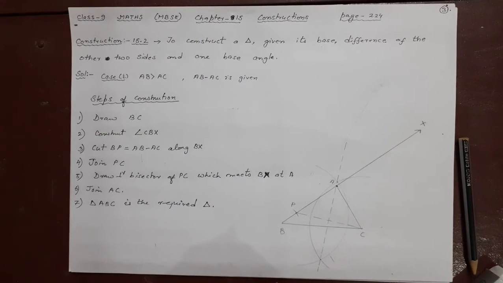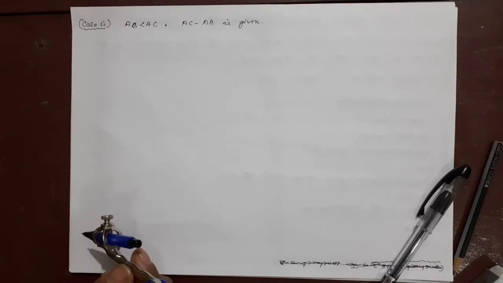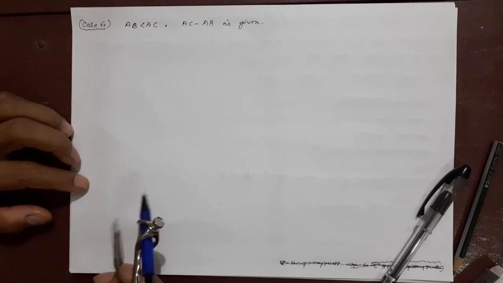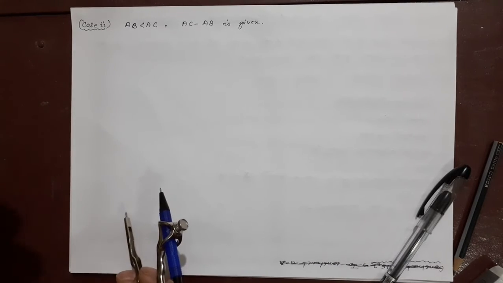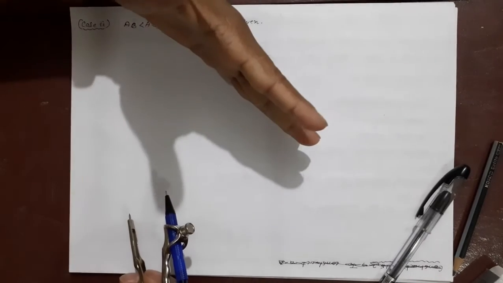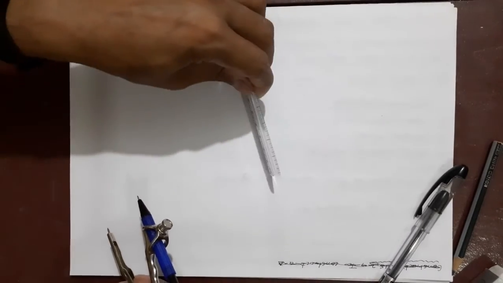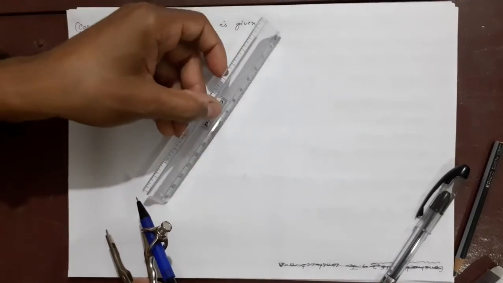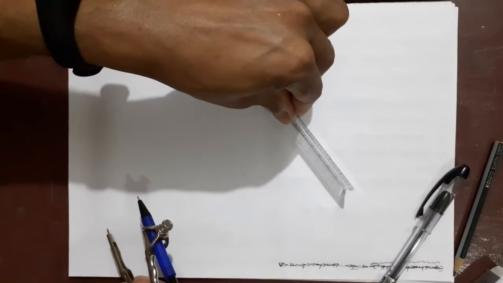We will also add it here. So now the second case is like this, where AB will be less than AC. That means this side will be less and this side will be longer. Remember in the previous one, AB was longer and AC was shorter. Now this time AB will be shorter and AC will be longer. AC minus AB will be given. So we'll start from the base. This time the downside will be used.